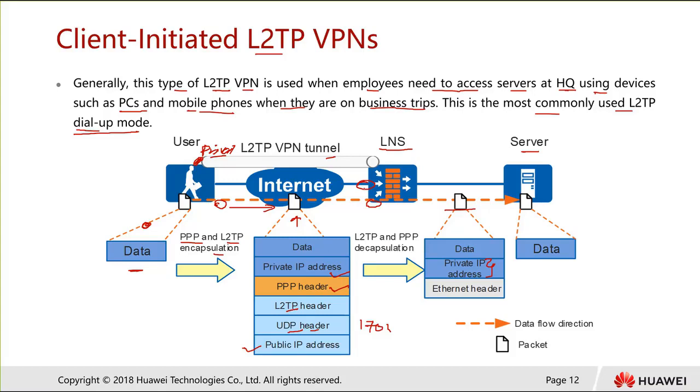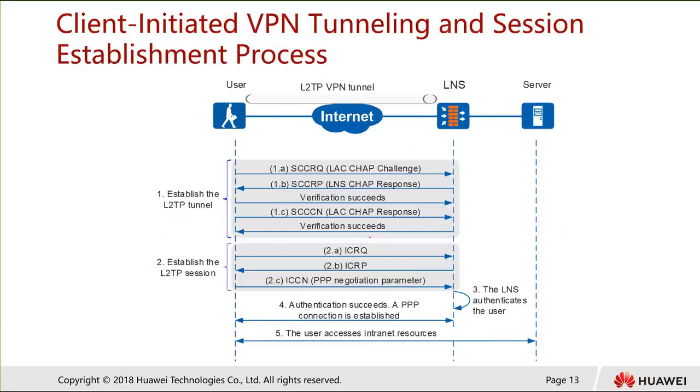Once the packet arrives at the LNS, the head-end, the two headers will be removed, decapsulated. So this part will be removed, and after that, on this side, we can see the data, the private addresses, and the Ethernet header. This is actually what is expected to be seen. All right, so let's look at the actual process, from the moment the user started the dial-up connection until the user accessed the resources.